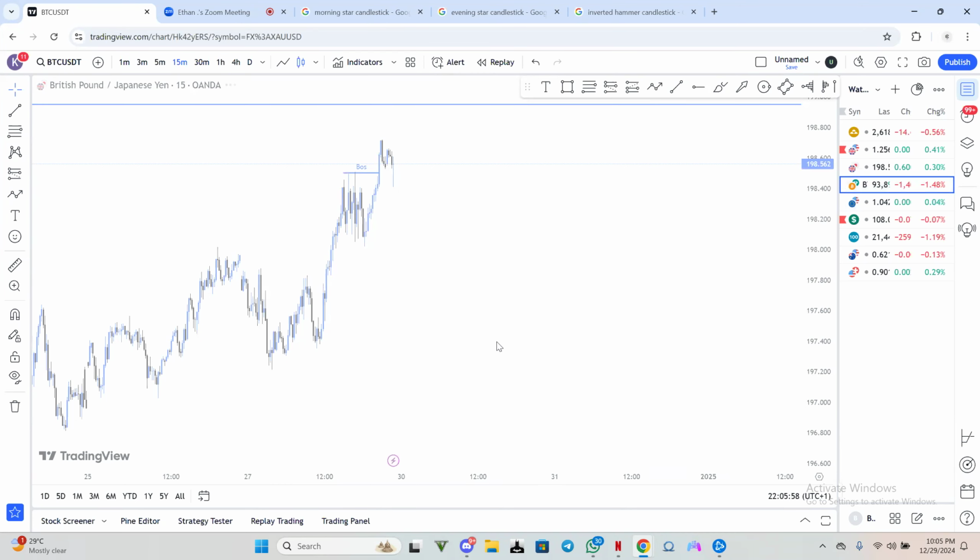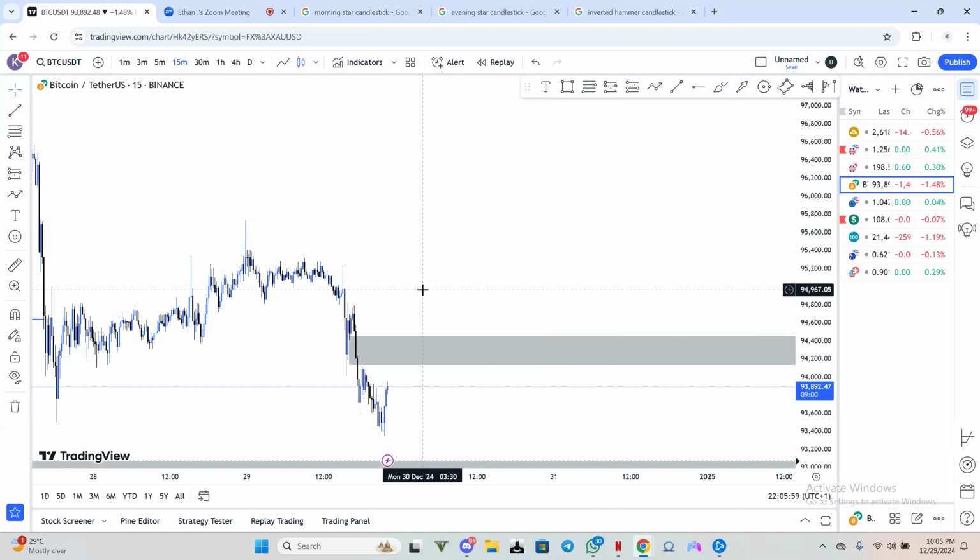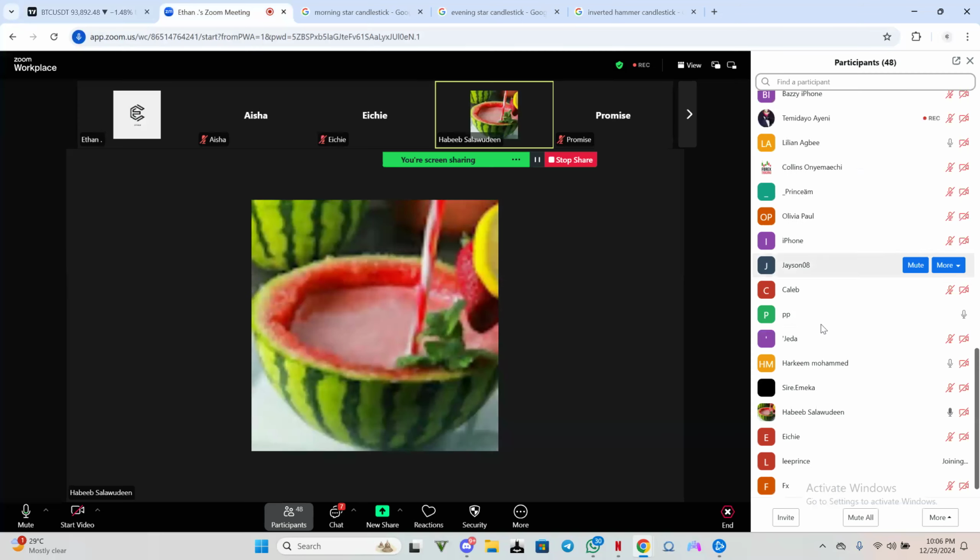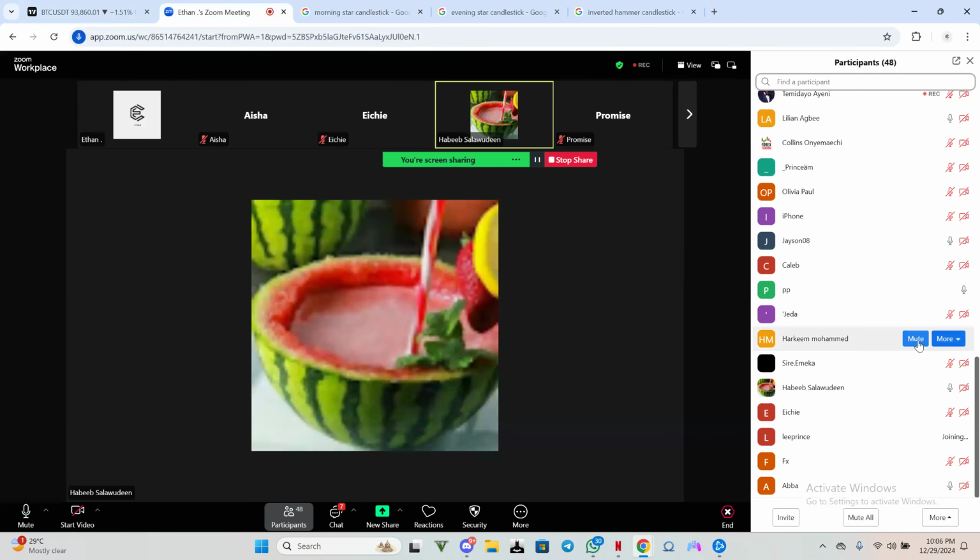For BTC, BTC is consolidating as well. Please mute your mic. You guys should mute your mic.